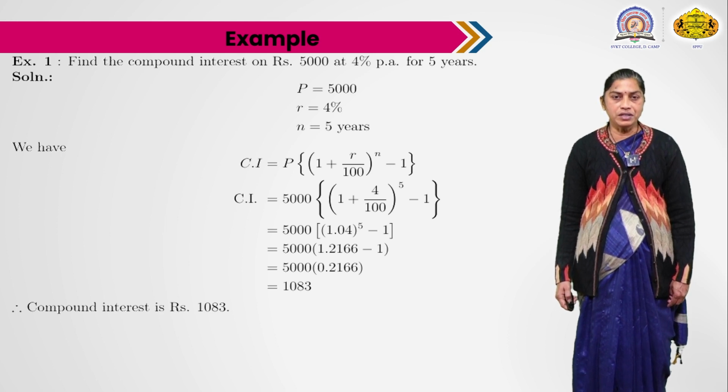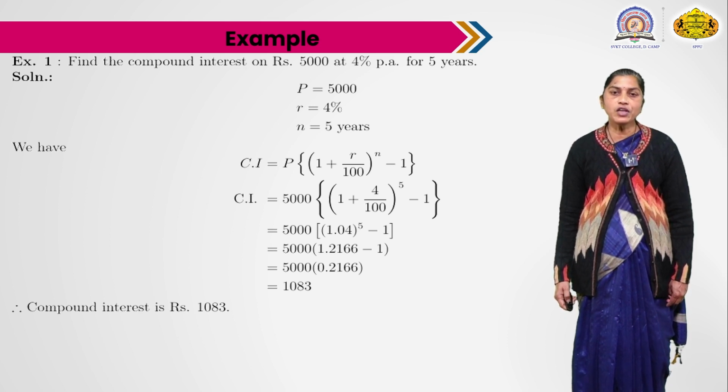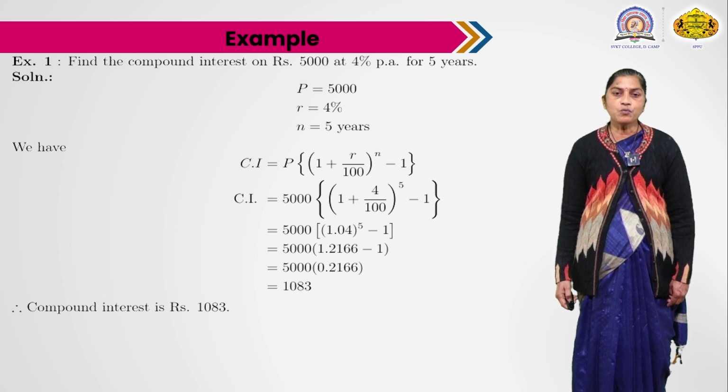Find the compound interest on rupees 5,000 at 4% per annum for 5 years. So, we want to find the compound interest. P is given to be 5,000, R, that is rate of interest, is given to be 4%, and N is given to be 5 years. The formula for compound interest is P into bracket 1 plus R by 100 raised to N minus 1.